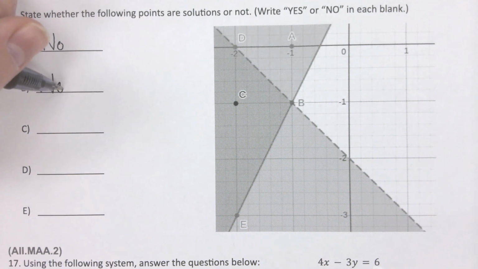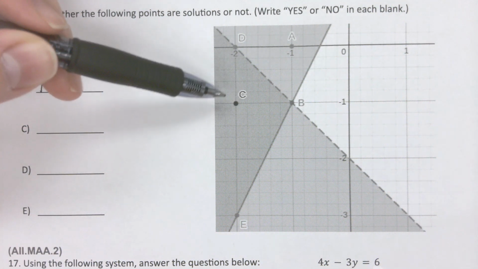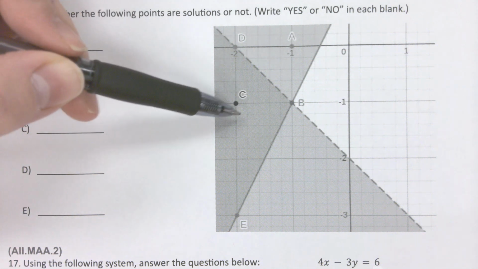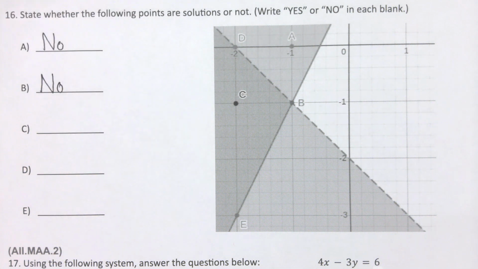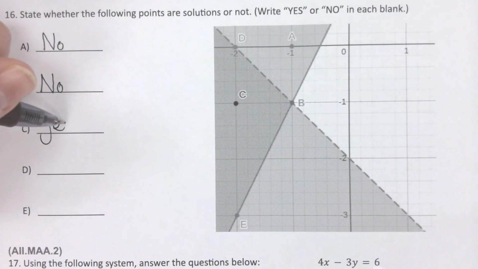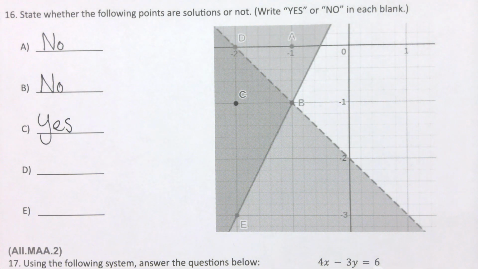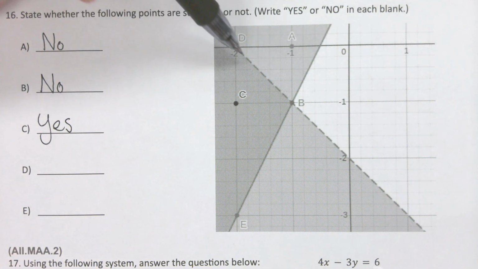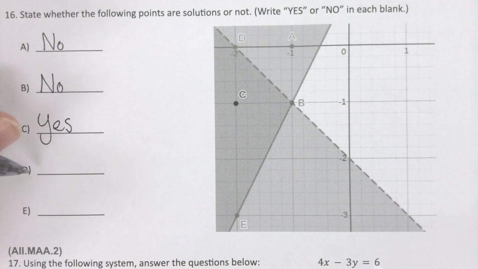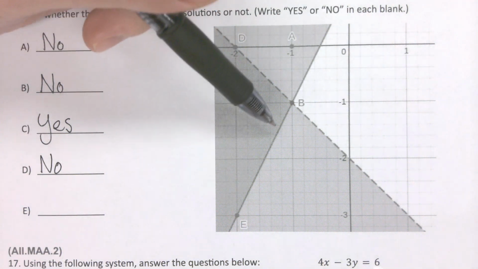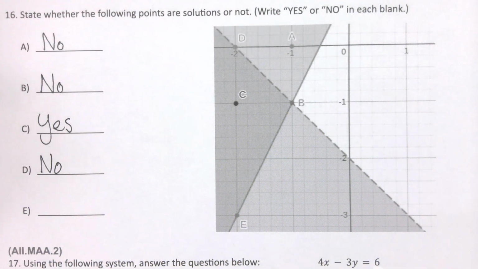That's the problem. C, this is the most obvious kind of solution, smack dab inside of that region, so yes. D, on the dashed line, which is not where we want it to be. Dashed line is no. E, solid line that borders the region, yes.